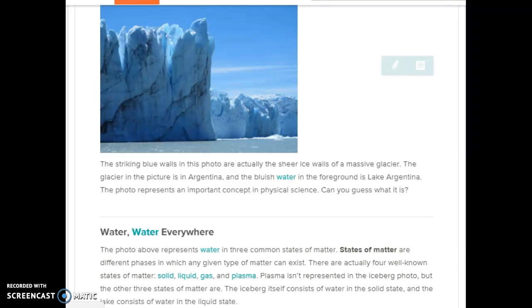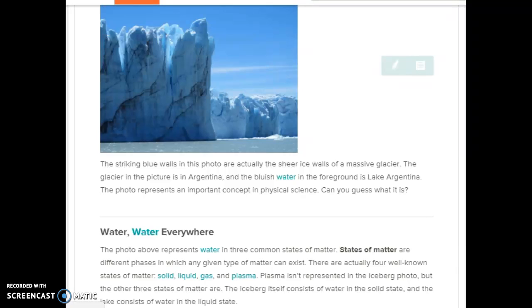Moving on, let's talk about plasma. Plasma isn't represented in the iceberg photo, but the other three states of matter are. Let's go ahead and glance back up at the iceberg photo. The iceberg itself consists of water in the solid state, and the lake consists of water in the liquid state.